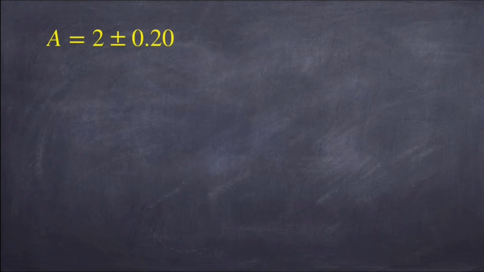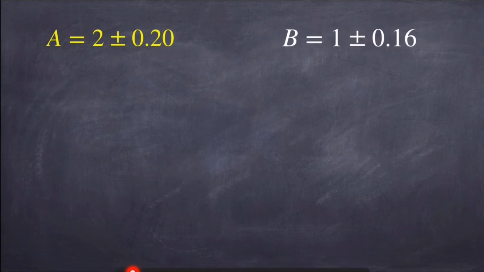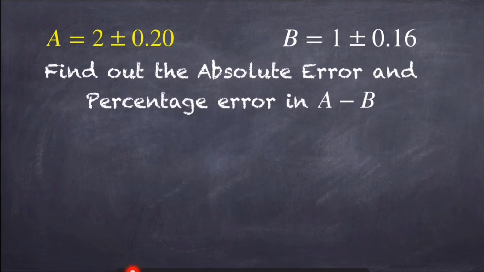So let us take an example. Over here a is equal to 2 plus minus 0.20. So 2 is the measured value of a and plus minus 0.20 is the absolute error in measuring the value of a, and b is equal to 1 plus minus 0.16, where 1 is the measured value of b and 0.16 is the absolute error in measuring the value of b. So we need to find out the absolute error and the percentage error in the expression a minus b.